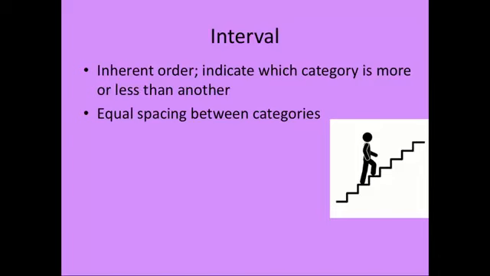So we might have the example of IQ, in which we can say that an IQ score of 120 is 20 points higher than an IQ score of 100. However, there is no true 0 point in interval measurement, so we don't really have an option of 0 as an IQ score.